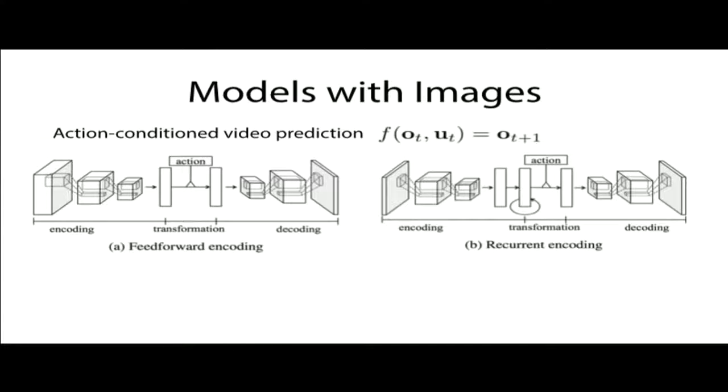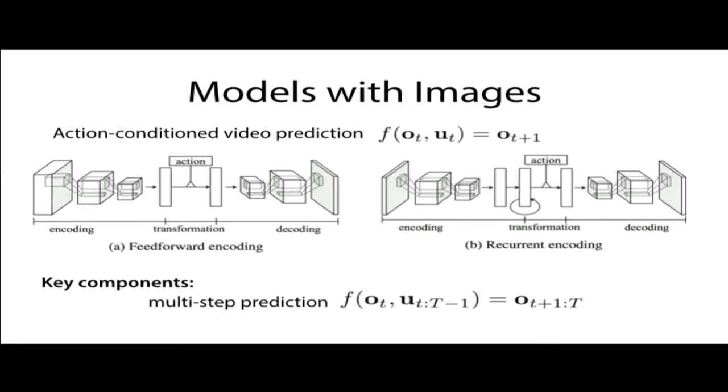And so this is the recurrent version of the network. There are two key components beyond just this neural network architecture, which in this case is convolutional down to some encoding, and then up convolutional or deconvolutional back up to the full dimension of the image. The first key component is that they train it for multi-step prediction. Instead of just trying to predict the next frame given the current frame and action, they try to predict a future sequence of frames given the current frame and the future sequence of actions.